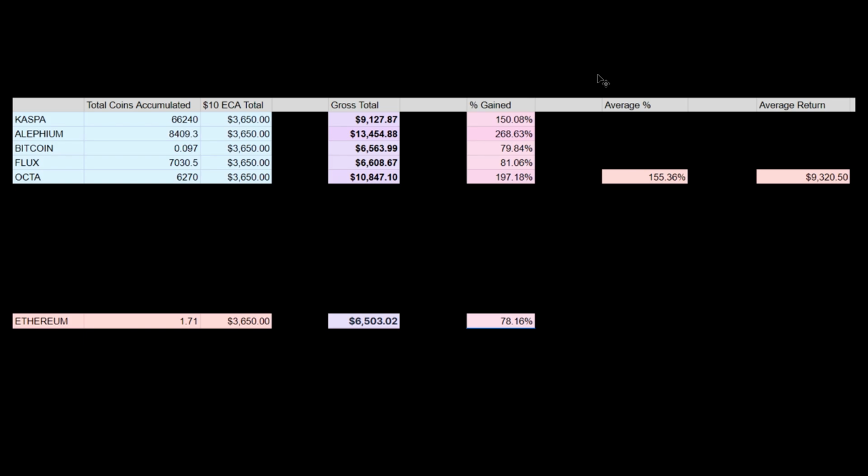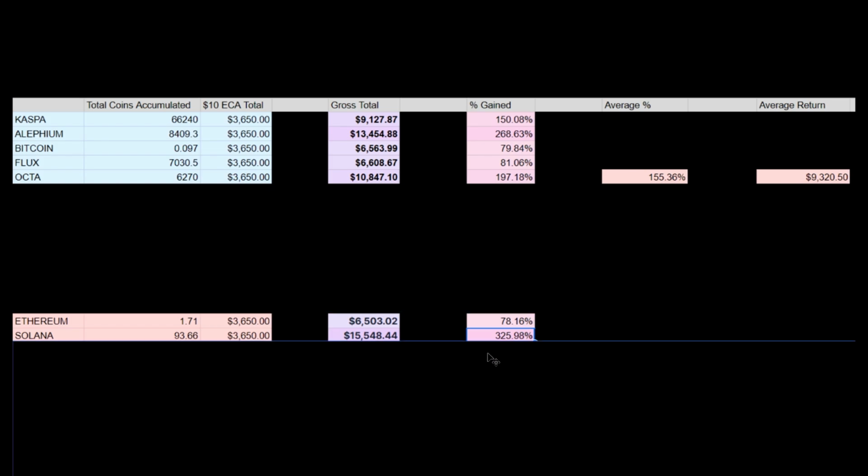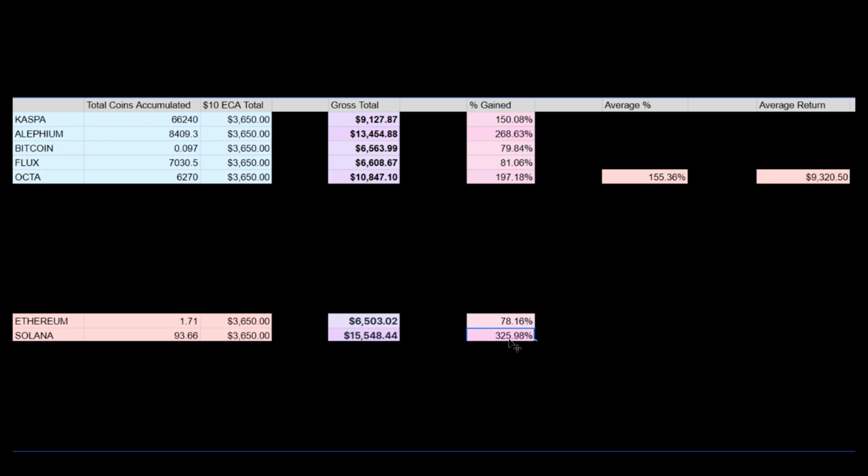So first up, we've got Ethereum. Ethereum did about a 78% gain, which was just slightly under Bitcoin's performance, with a total of $6,503. And then next up, we've got Solana, which did perform extremely well. You would have gotten about a 325% increase or a total of $15,548, which so far on the list is our top performer.